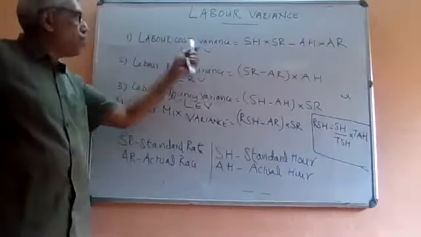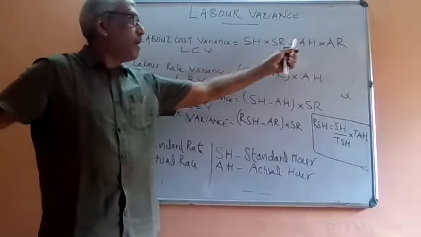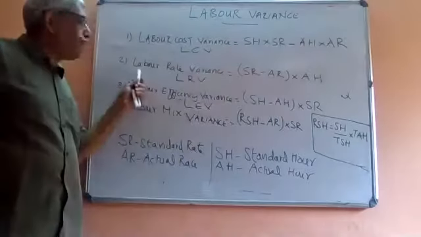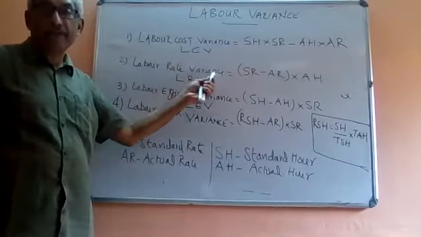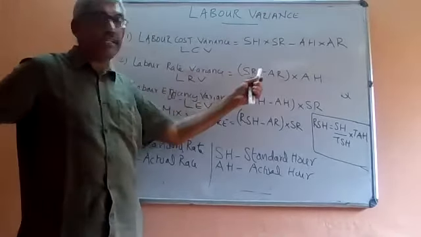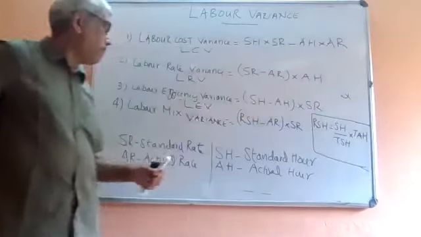Now what is labor cost variance? It is standard hour into standard rate minus actual hour into actual rate. Second formula is labor rate variance. So I am finding the variance of rate. So it is standard rate minus actual rate into actual hour.